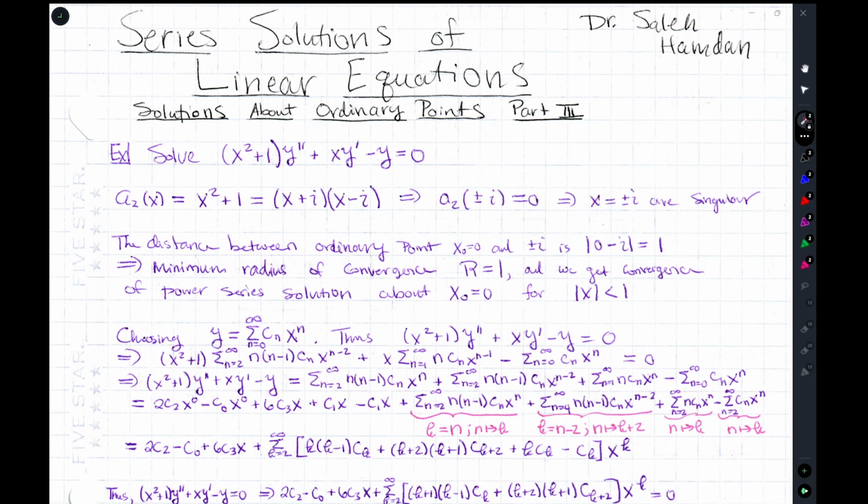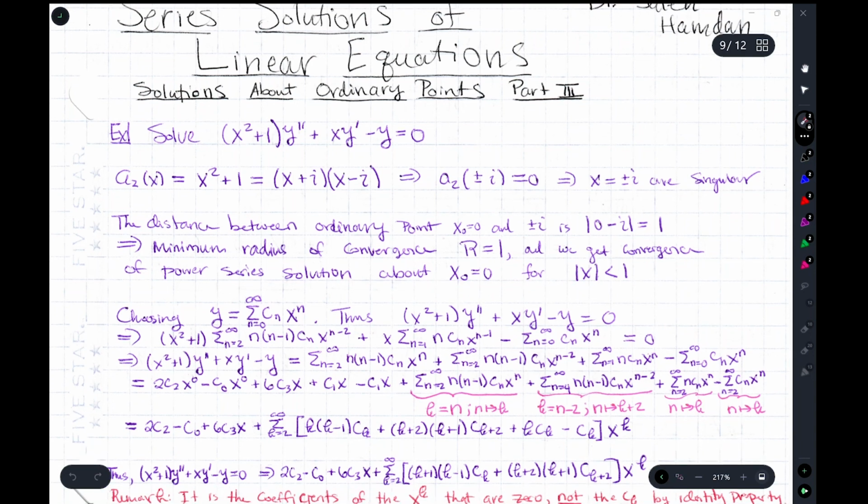So these are singular points. We're going to expand about the ordinary point 0. And the distance between 0 and i or minus i is 1. So the minimum radius of convergence we're going to get is r equal to 1 if we do an expansion about the ordinary point 0. Okay, so that's where that's coming from.